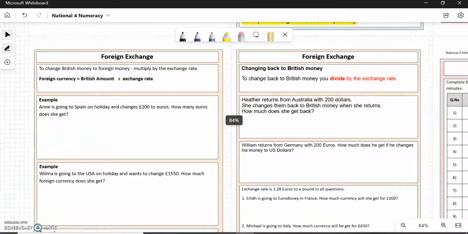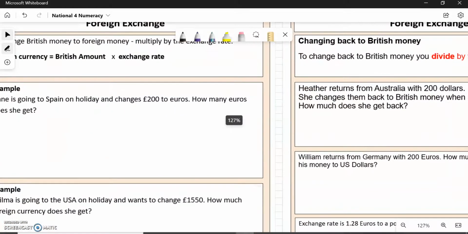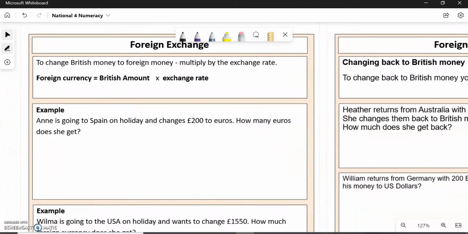Okay, so to change British money to foreign money, what we do is we multiply by the exchange rate. So to work out how much foreign currency we need, we take our amount in pounds and multiply it by the appropriate exchange rate. So question 1 says Anne is going to Spain on holiday and changes £200 to euros. How many euros does she get? So we want to figure out how many euros she gets.